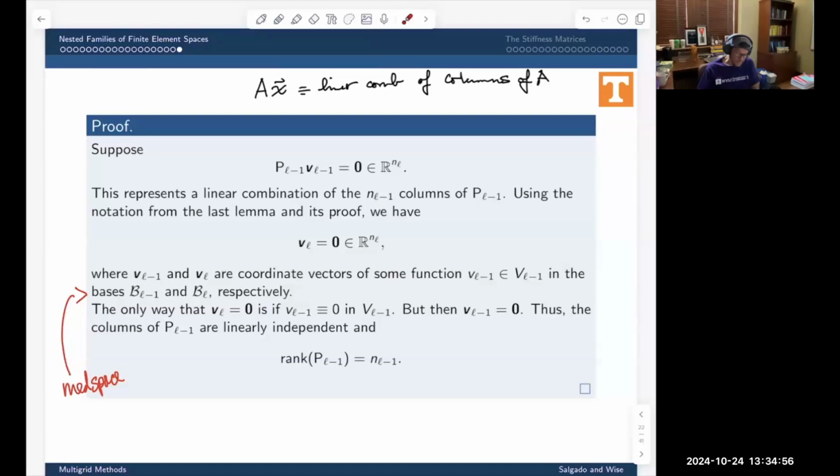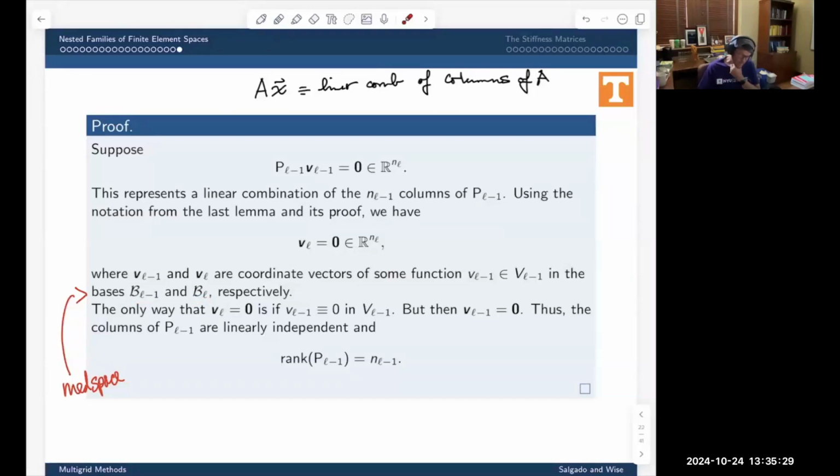All right, we're going to use some information that we gleaned from the last couple of results. We know that this is just the vector representation, the coordinate vector of this function, but in the new basis, right? So these are the coordinate vectors for some underlying function v_{L-1} in these two separate bases, B_{L-1} and B_L, respectively. So what do we know?